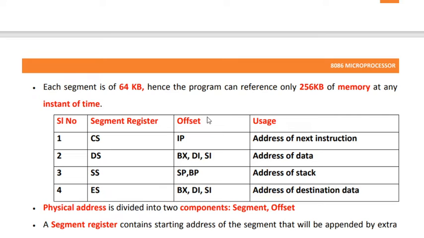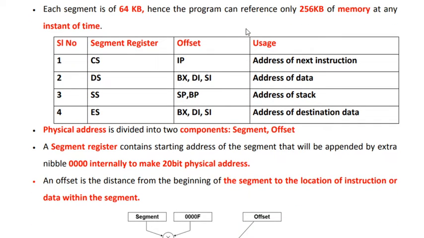So offset is nothing but the displacement that we create from the segment register in order to access specific byte in the given segment. So the physical address is divided into two components, which are segment and offset. So a segment register contains the starting address of the segment that will be appended by extra nibble internally to make 20-bit physical address representation. And then the offset is added in order to create displacement from the segment register in order to access specific byte in the memory. So an offset is the distance from the beginning of the segment to the location of the instruction or data within that particular segment.